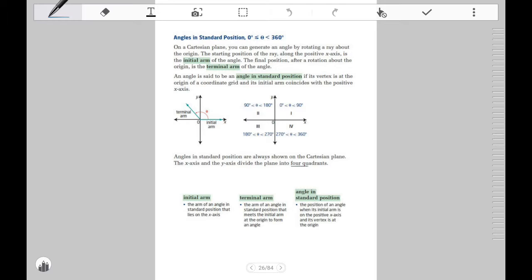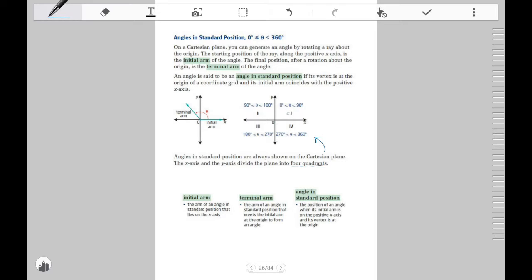We have 4 quadrants on a Cartesian plane. A Cartesian plane, again, is just an x and y axis. So this is what we're looking at here in the right diagram. There are 4 corners in this graph. We have a top right corner, a top left corner, a bottom left corner, and a bottom right corner. And these all relate to some angles when we use angles in standard position.